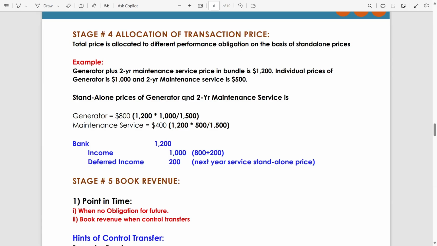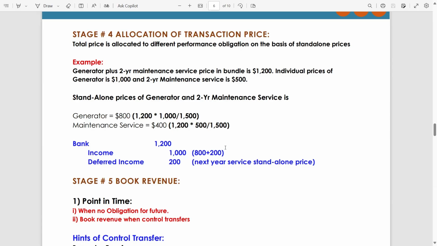Because this is for the 2 year maintenance service, and we are in year 1, so I will receive the service for 1 year. That's why I have divided this 400 by 2. It gives me a 200 figure for the first year. So this is my first year income: 800 generator and 200 maintenance.